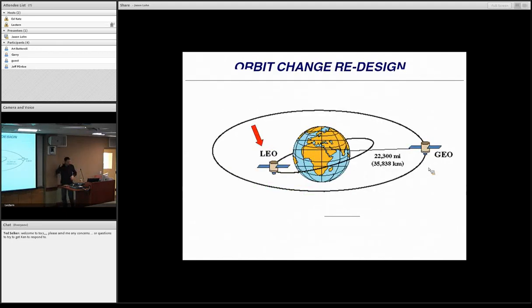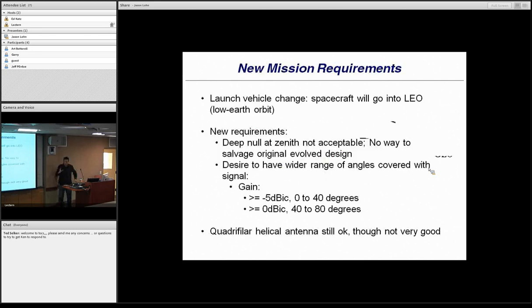Then NASA ran out of money for this mission. And instead of going all the way out here, they had to go to just low Earth orbit. So instead of GEO, they had to go to LEO because they couldn't afford a rocket to take you. Couldn't get a ride out to GEO. So that changed everything. It changed the pattern a little bit.